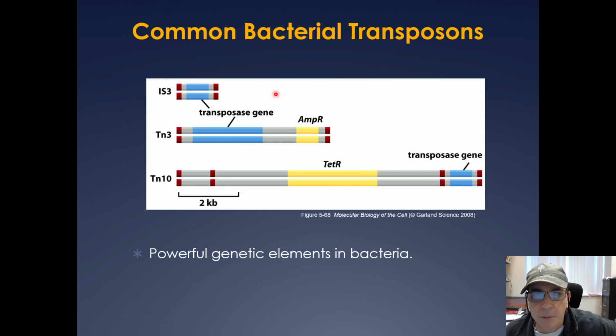Here are some of the common bacterial transposons: IS3, Tn3, Tn10. The important thing for you guys to know is that they have these inverted repeats on them.